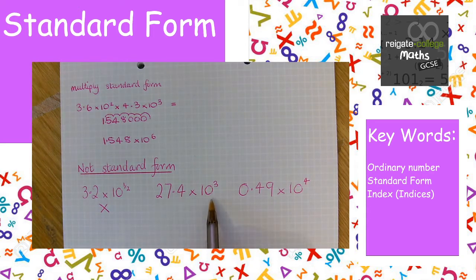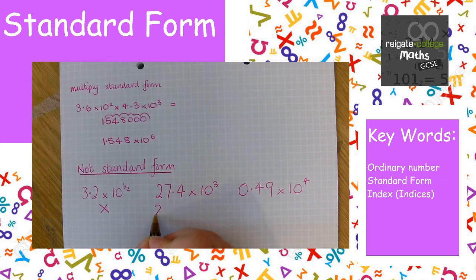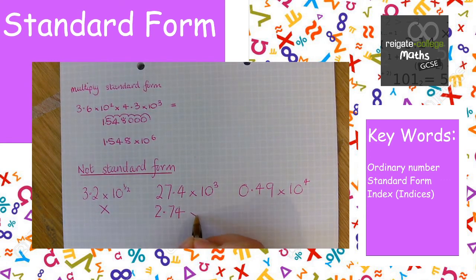This number doesn't comply with standard form rules because this 27.4 is greater than 10. I can turn this into a standard form number by making that 2.74. But I'd have to adjust my index here to make it 10 to the power 4.